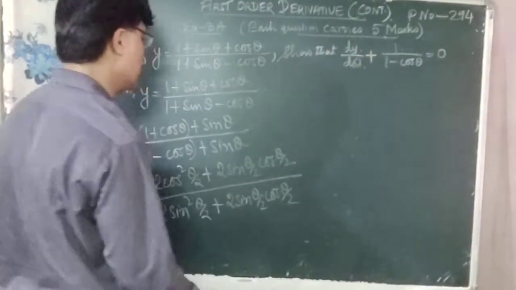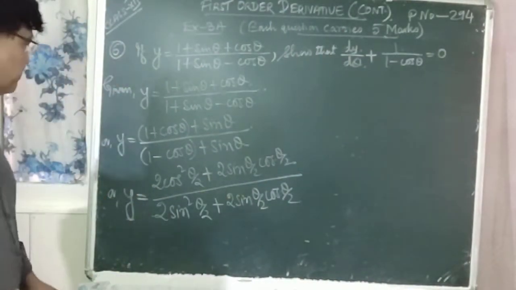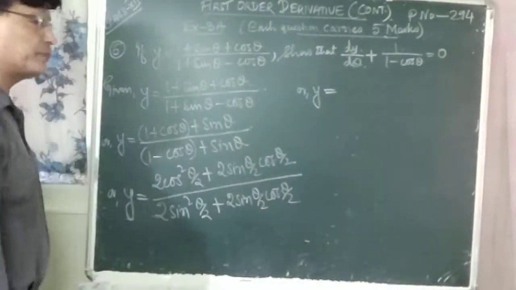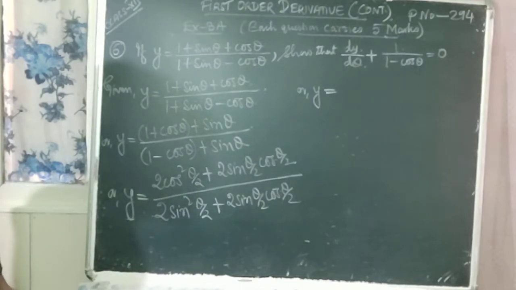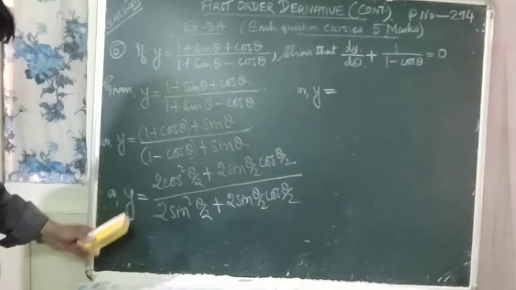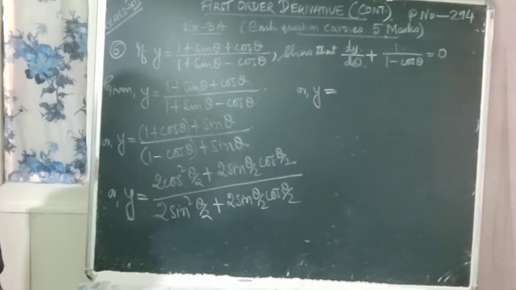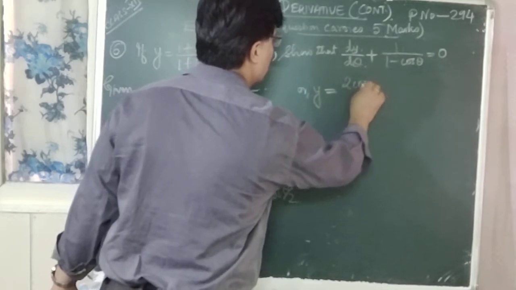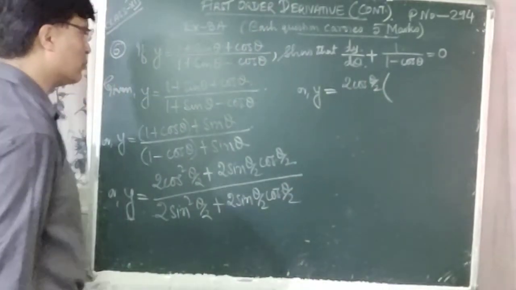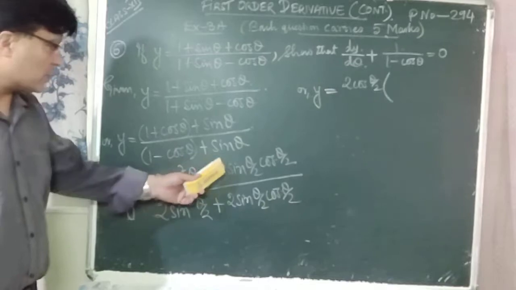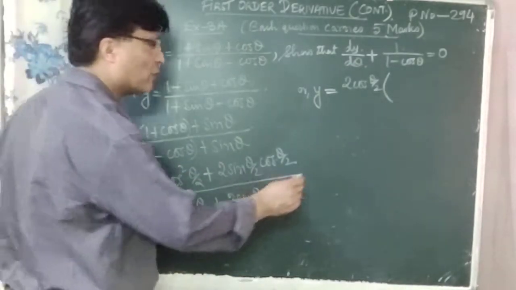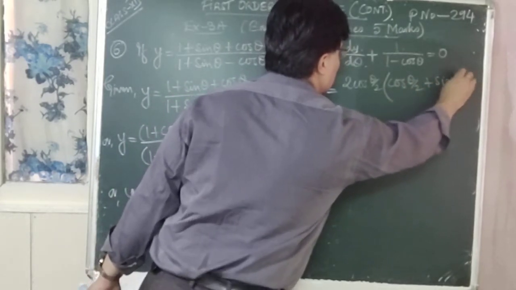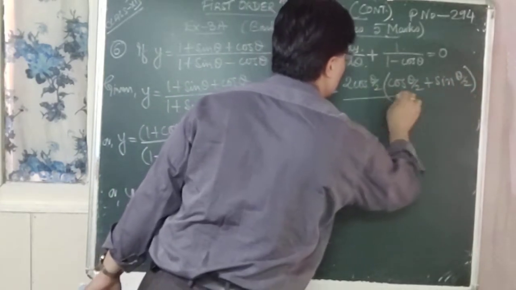So let us simplify it now. Or y is equal to, now let's simplify both numerator as well as denominator. Now what is common in the numerator? It is 2 cos theta by 2, isn't it? 2 cos theta by 2 is taken common. So within bracket, what do we get? 2 cos theta by 2 is common out here, so within bracket we have cos theta by 2 plus sine theta by 2. Whole divided by.